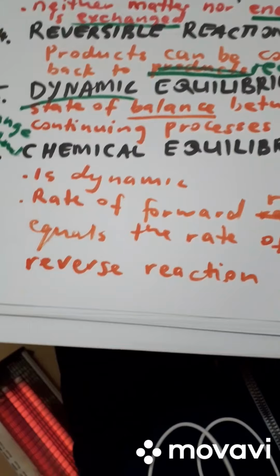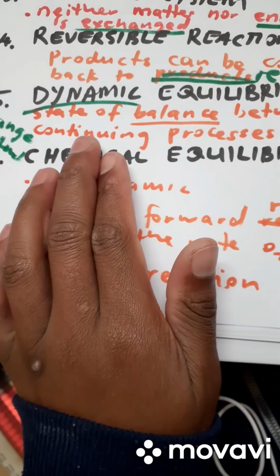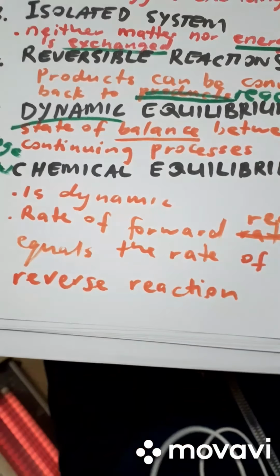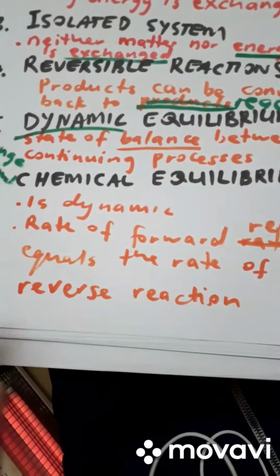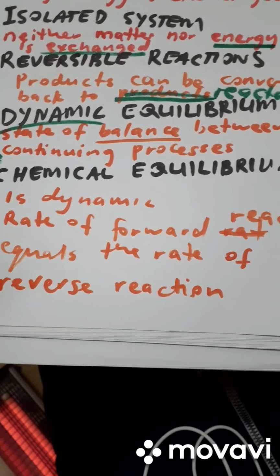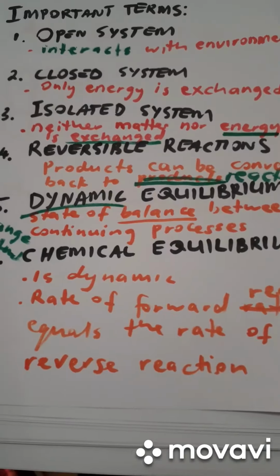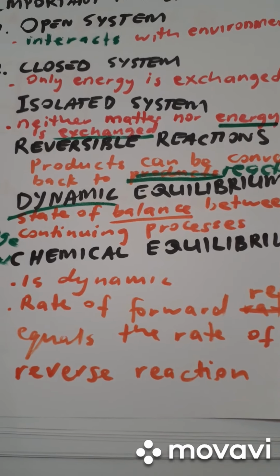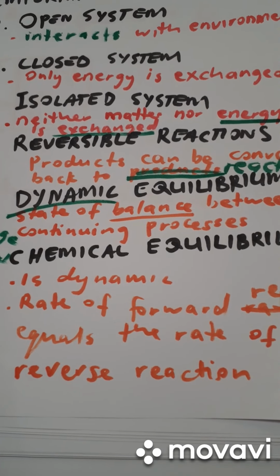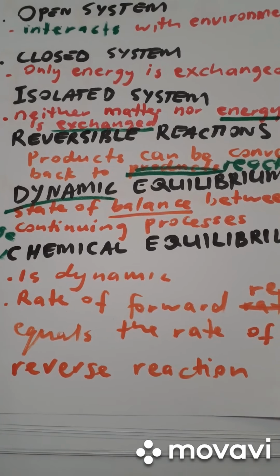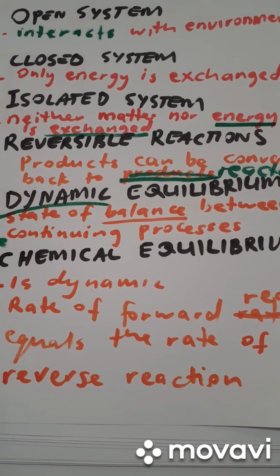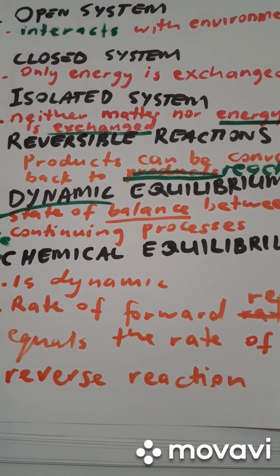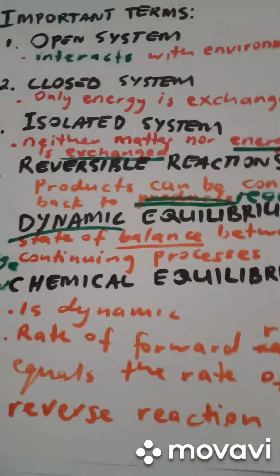Now, dynamic equilibrium simply means the state of balance between continuing processes. There are processes that are continuously taking place, but all those processes are balanced, which means they are constant. The total number of reactants making up the products is the same as the total number of products making up the reactants, keeping the number of particles the same, the number of products the same, and the number of reactants the same.